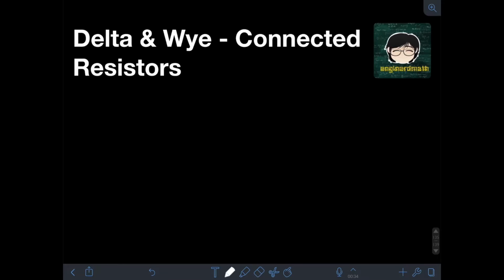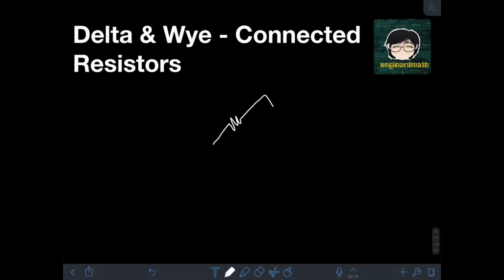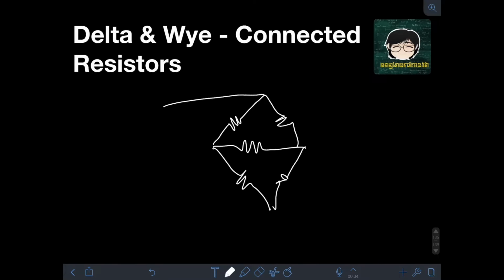So probably this type of connection can be a delta and Y connection of resistors. So for example, if we have these connections of resistors like this, and we want to find the total resistance, we cannot directly apply the formula that we have for series, parallel, or series to parallel connections of resistors. Because, as we can see, these resistors are neither connected in series, parallel, nor series to parallel connections, right? So actually, we can apply delta and Y connection for these resistors.